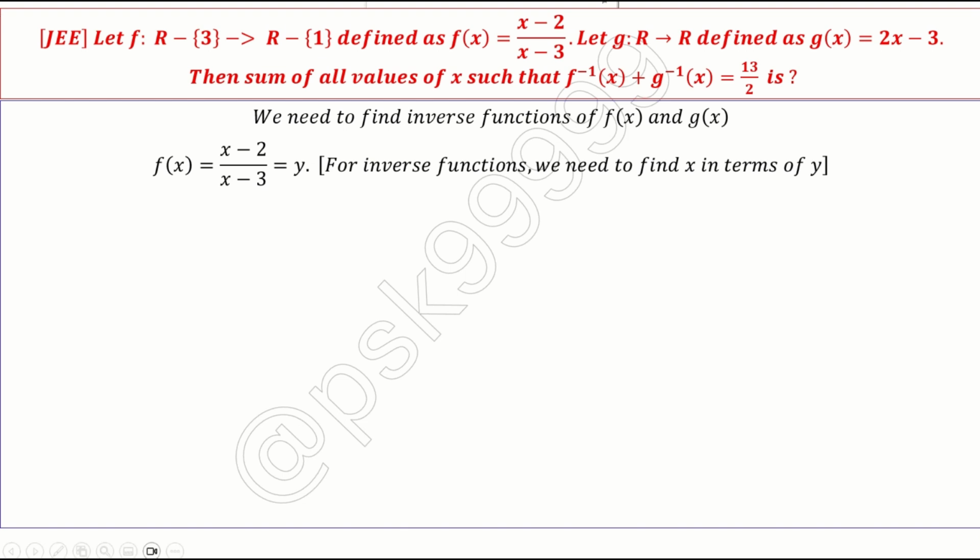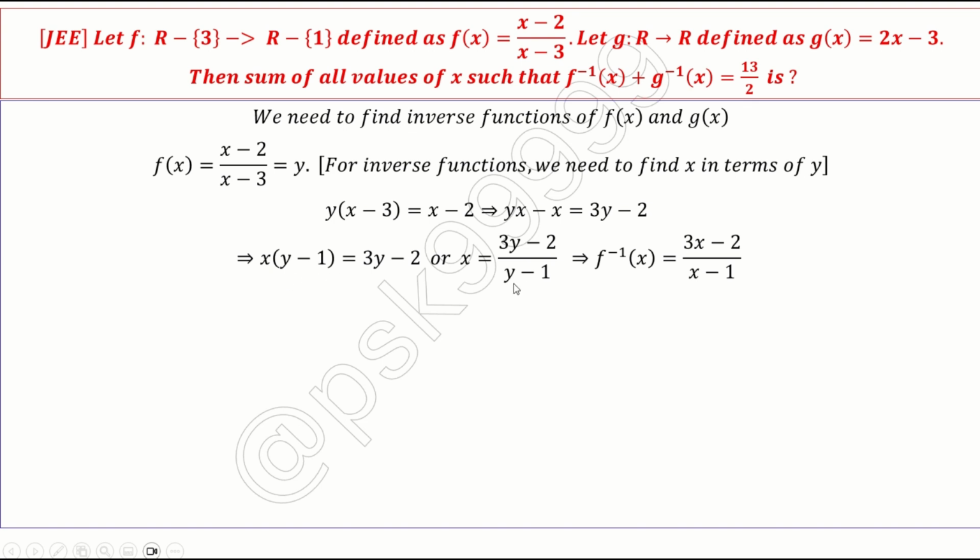f of x is given as (x minus 2) by (x minus 3). So let's call this y. Whenever you want to find the inverse of a function, you equate it to some other variable and then find x in terms of that variable. In this case, we will find x in terms of y. That is the inverse function. So you take (x minus 3) to the other side. So y into (x minus 3) equals x minus 2, or yx minus x equals 3y minus 2. You simplify further.